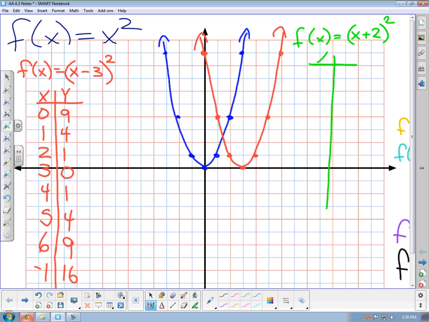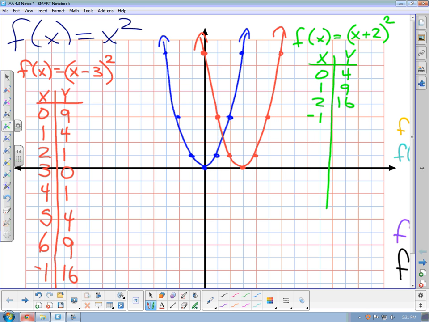Welcome back, and here we go. Substitute 0 in. 0 plus 2 is 2, and 2 squared is 4. A 1 would be 3 squared is 9. A 2 would be 4 squared, which is 16. A 3 would be 5 squared and 25, and we're off the chart. So we better go the other direction.